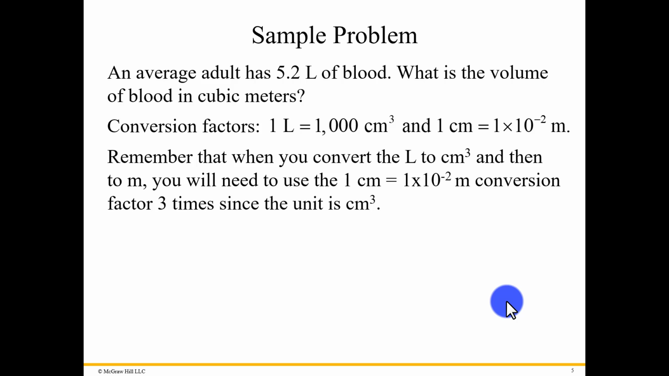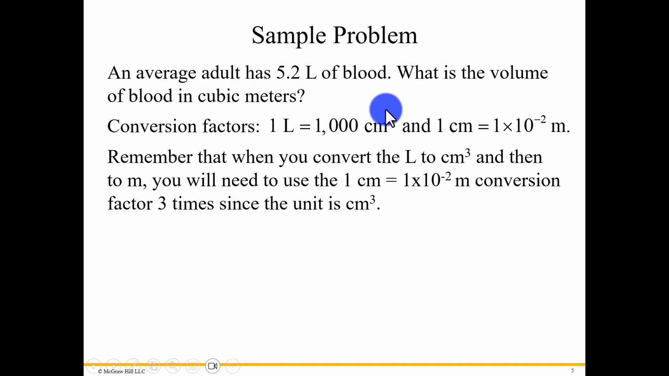Here's another sample problem. This is a little more difficult, but I have faith that you can do it. An average adult has 5.2 liters of blood. What is the volume of this blood in cubic meters? Here's the conversion factors. You have 1 liter equals 1,000 cubic centimeters. Then 1 centimeter equals 1 times 10 to the minus 2 meters. So you convert the liters first to centimeters cubed and then use this conversion factor to convert to meters.